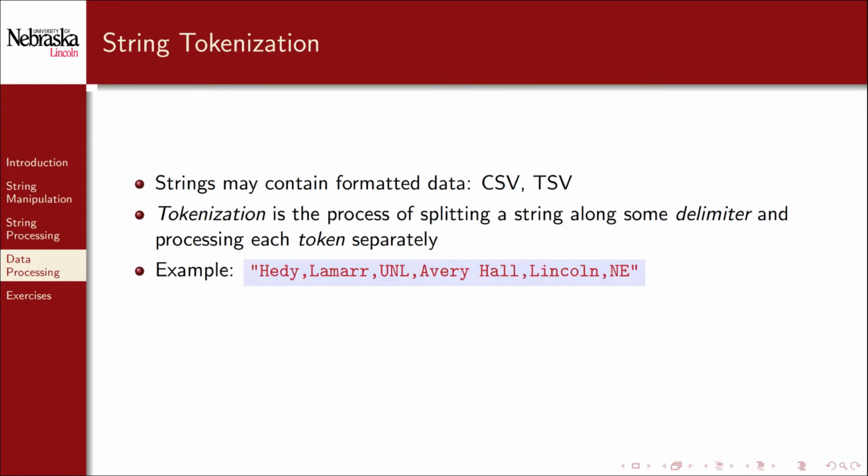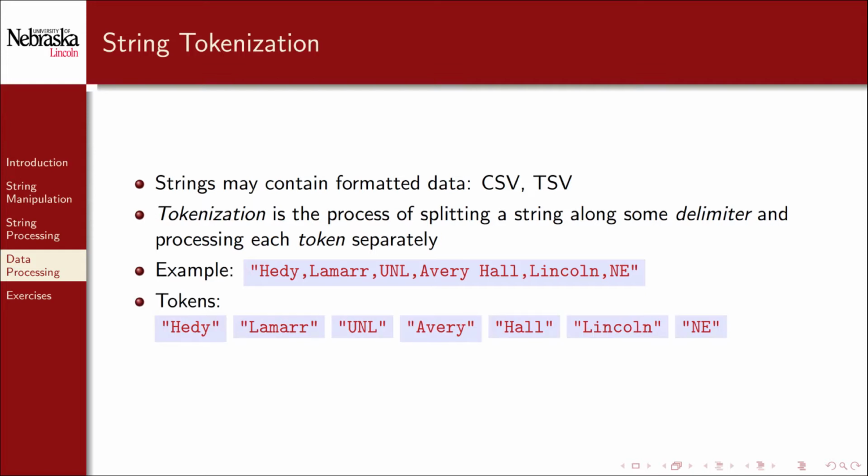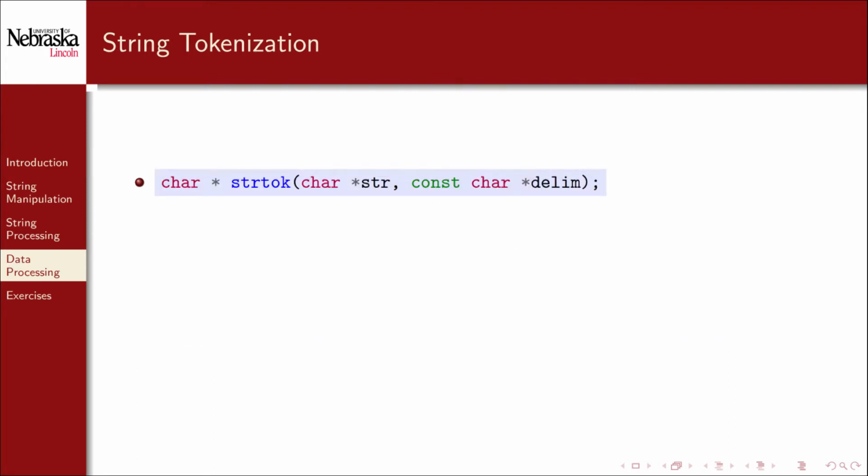For example, if we had the following data about a person and their professional address, each piece of data is delimited by a comma. Our goal is to split those out into separate tokens as follows. Generally, we end up ignoring the delimiter, in this case a comma, and don't include them in the resulting tokens. We can do this using a string library function called strtok, short for string tokenization.